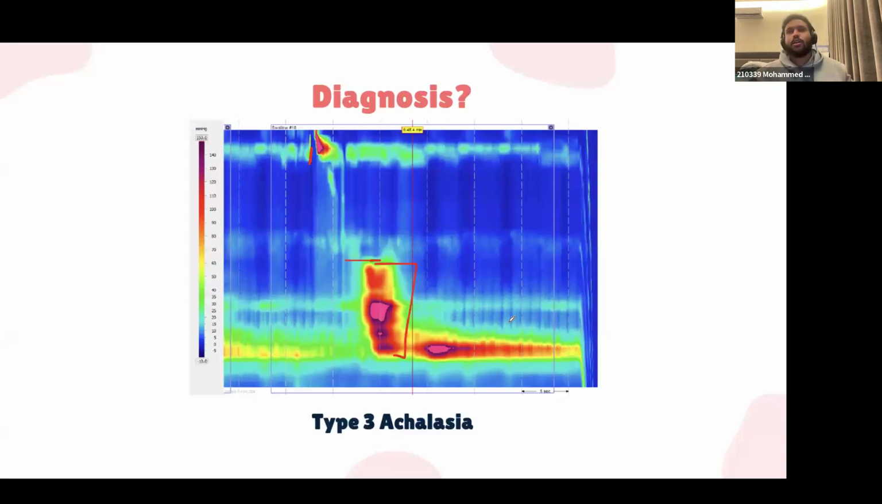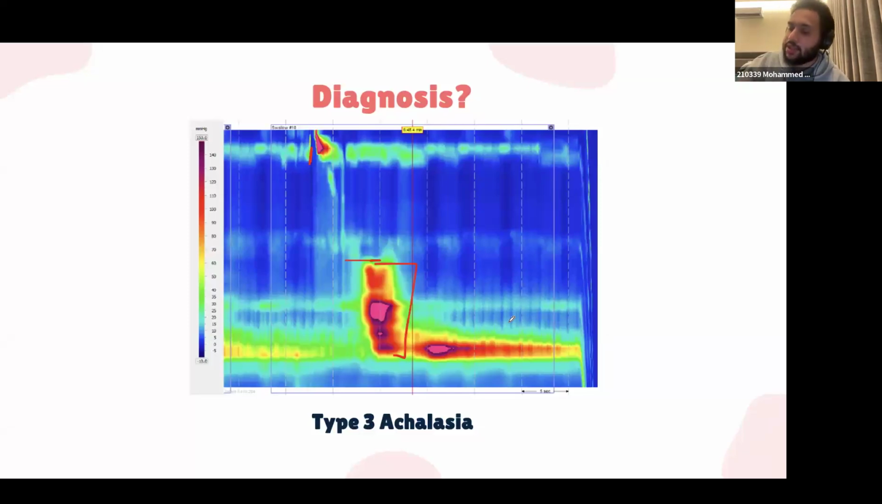The most important thing for you guys to remember is that in achalasia, either type 1, type 2, or type 3, there's abnormal peristalsis, and the lower esophageal sphincter is not relaxing. That's it. Type 1 is absent peristalsis. Type 2 is panesophageal pressurization. Type 3, there's spasticity. Okay, that's it.